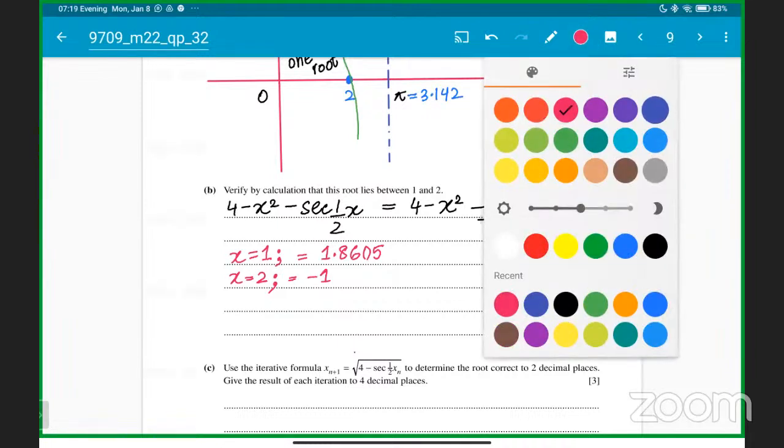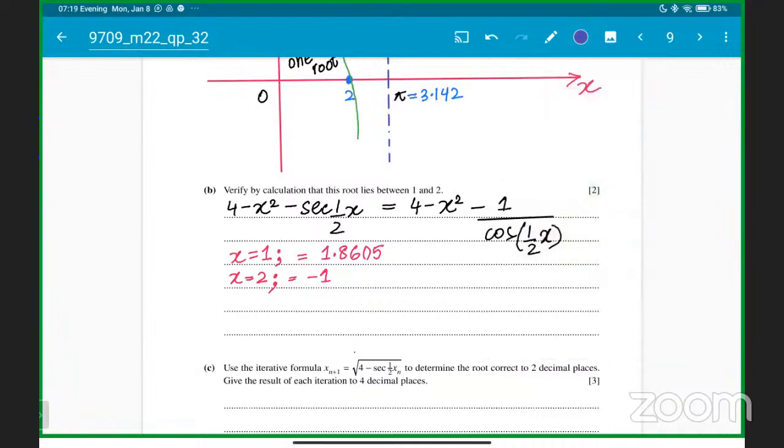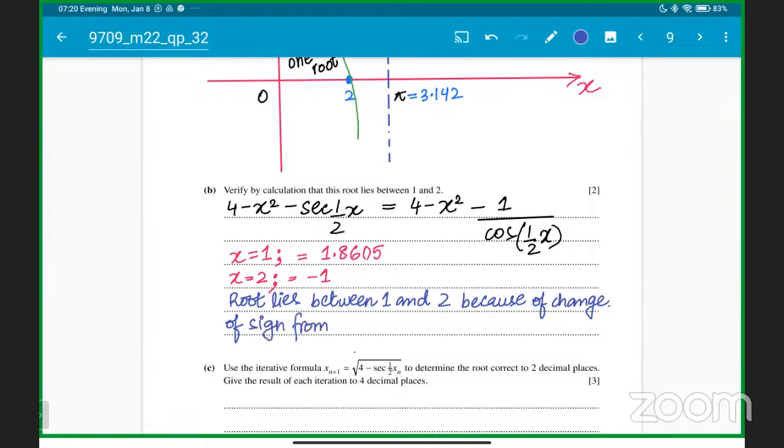So here we go. Are you guys following with me, getting it? The root lies between 1 and 2 because there is a change of sign, from positive to negative. Okay, so make sure you write this statement to get full marks.